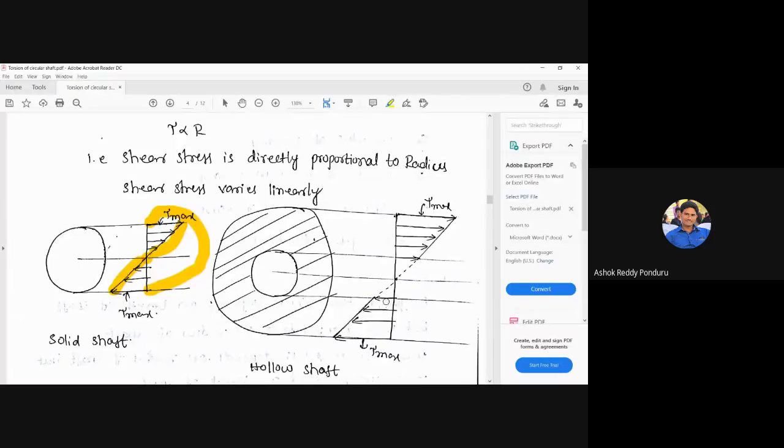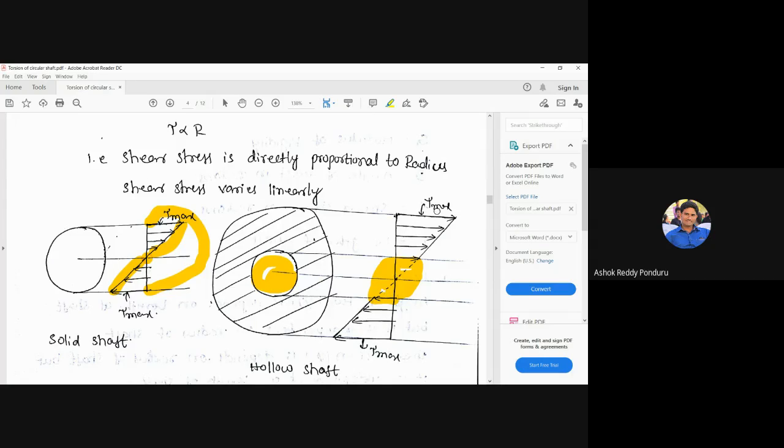But one thing you remember, in this region there is no shear stress. Why? There is no material. Is there any material here? Without material, how can the load be resisted? There is no resistance. If the resistance is not there, then the stress is not developed. The stress is only developed due to the resistance. That's why in this region there are no stresses.